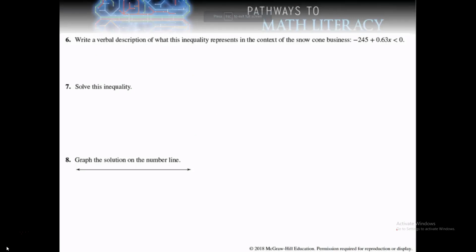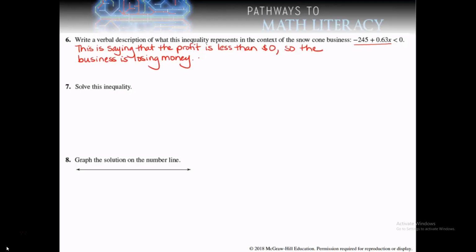So in 6, write a verbal description of what this inequality represents. Negative 245 plus 0.63x less than 0. Well, that left-hand side is our profit. And so this is saying that this is where the profit is less than 0, or where the business is losing money. So then in 7, we're going to solve that inequality.